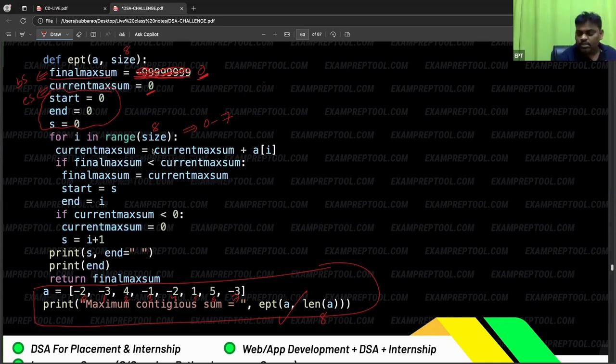Now see, current sum is equal to current sum plus A of I. So add it. After adding, check final sum and current sum. If final sum is less than current sum, update it. Next, if current sum is less than 0, it means the previous elements you have to truncate. So current sum is again 0, then start the normal story.